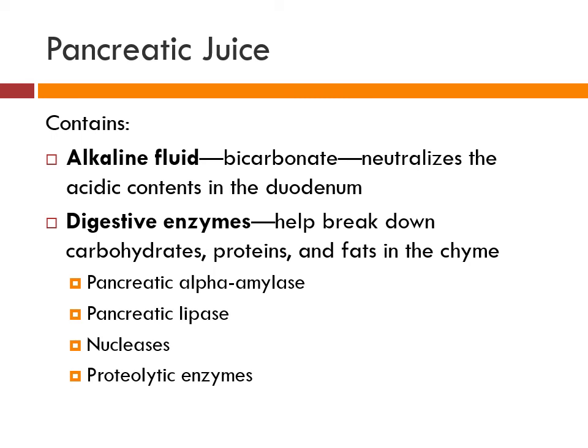Pancreatic juice is alkaline, so it is made up of a lot of bicarbonate, which neutralizes the acidic contents in the duodenum. Remember, the chyme coming from the stomach into the duodenum has a pH of about 1.5 to 2, and we need to bring that pH back up. So pancreatic juices help to do that. And then they also contain digestive enzymes like pancreatic alpha amylase, which is going to break down carbohydrates. Pancreatic lipase is going to break down fats. Nucleases are going to break down nucleic acids, and proteolytic enzymes are going to break down proteins.